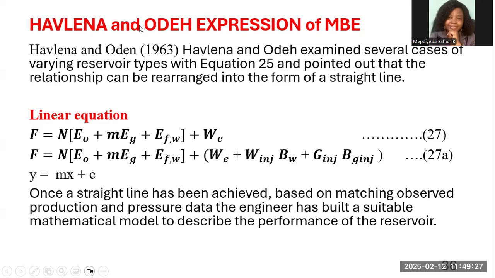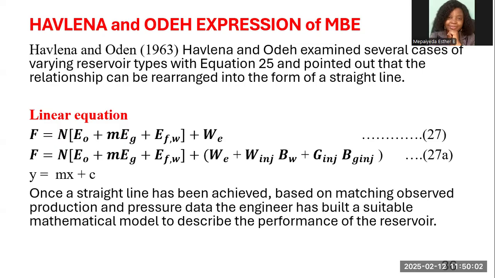So let's go back to Havlena and Odeh, great guys, in 1963. They made equations 25 and 26 quite simple for us. What they say is that this arrangement in equations 27 and 26 will form a straight line. The plot will be a straight line, and once it is achieved, it is based on matching observed production and pressure data. Don't forget the requirement for MBE: there has to be history data, so production data and pressure data.